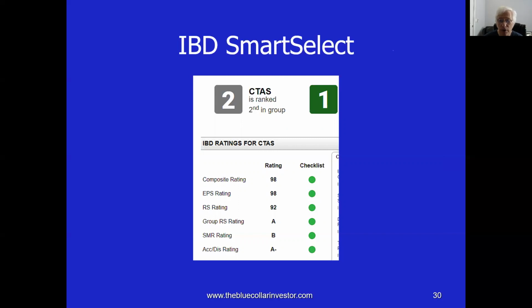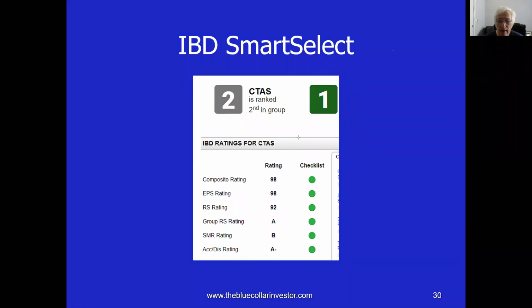Now, the IBD Smart Select gives you fundamental and technical screening for the stock and the industry the stock is in. And if you look at that middle column over there, which says rating, you could see there are some numbers and some letters here. But what I do is I just look at the checklist. And the checklist has circles. The circles can be green, yellow, or red.